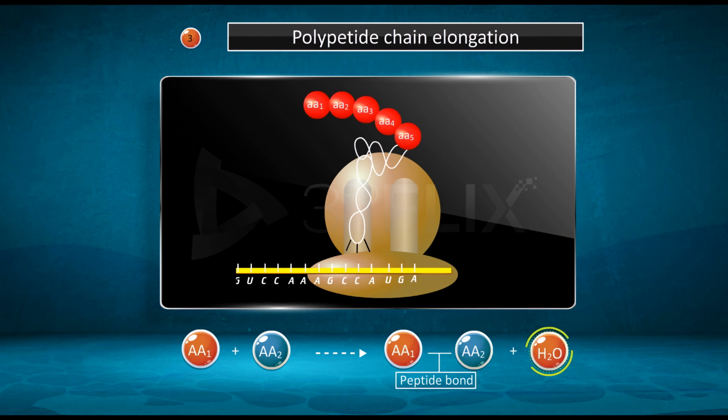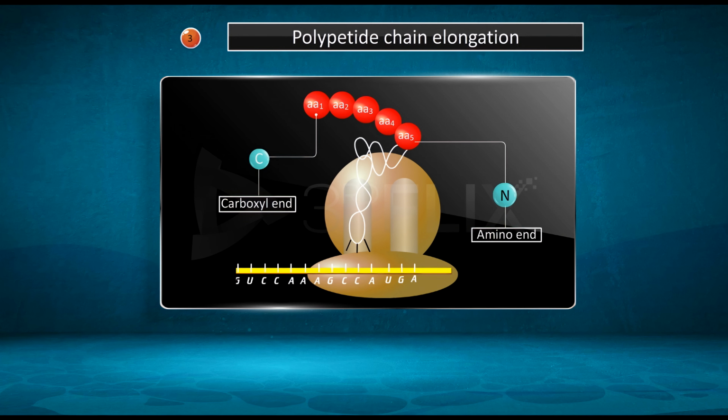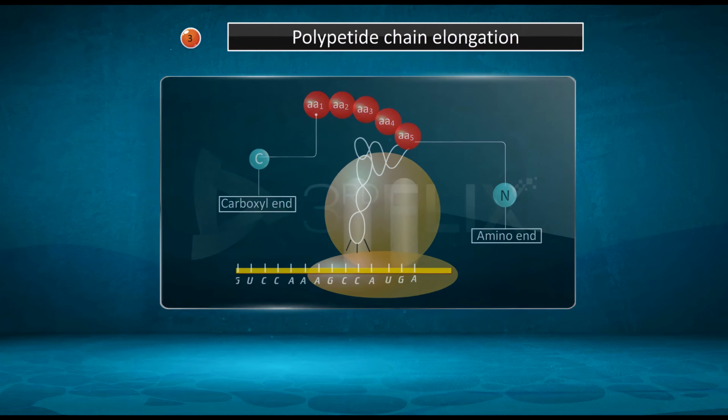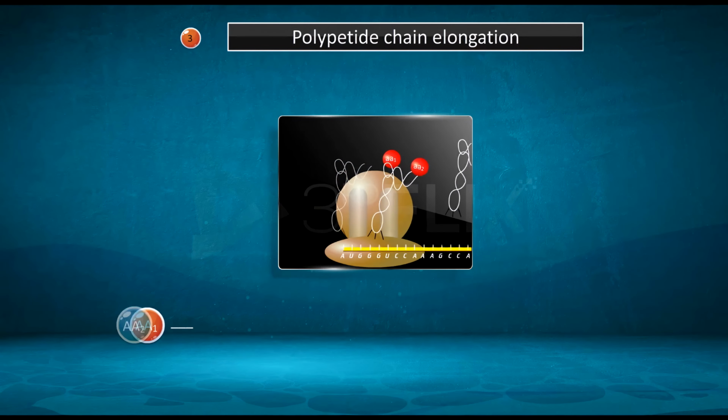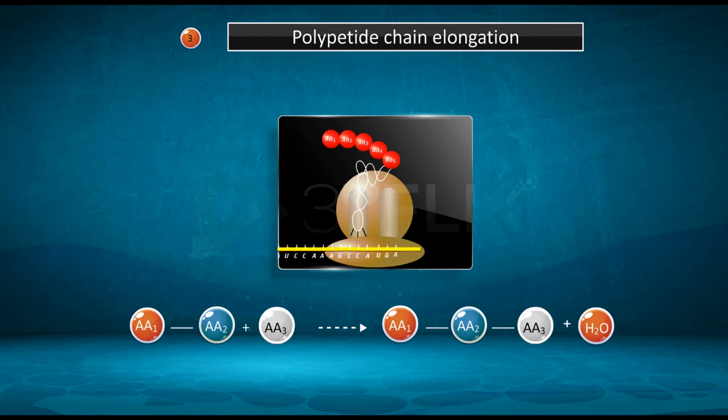Here, peptidyl transferase acts as a catalyst. The elongation of the polypeptide chain occurs in the direction C to N, that is, carboxyl to amino end. The process of bond extension continues until the A site is occupied by one of the termination codons.